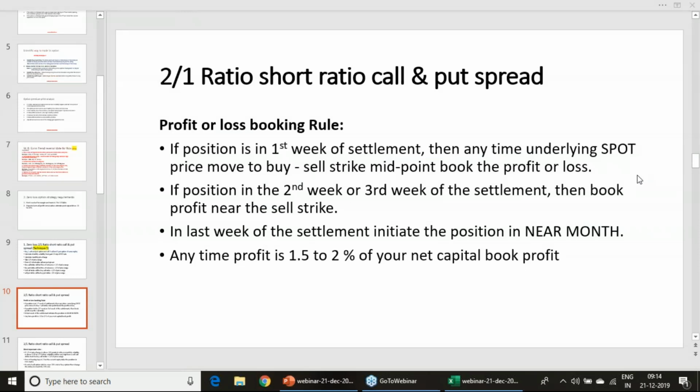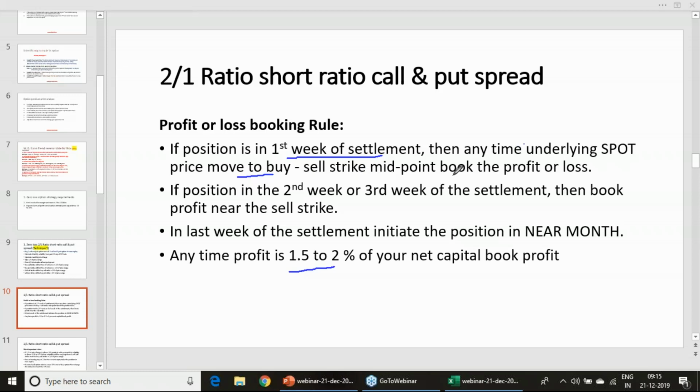Exit. At any point of time, if you are getting 1.5% to 2% return on your net capital employed, book the profit and come out. Or you can wait for a maximum 10 day period. And if within 10 days you are not realizing anything, you should come out. If the position is in the first week of the settlement, very carefully listen to this. First week of the settlement, if you initiate, any time the underlying spot price moves to the buy and sell strike midpoint, book the profit or loss.